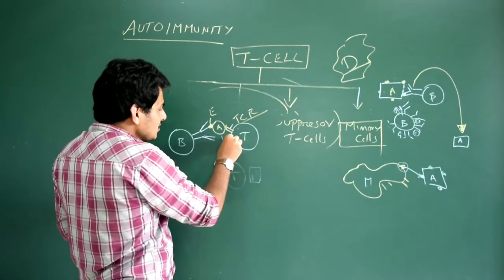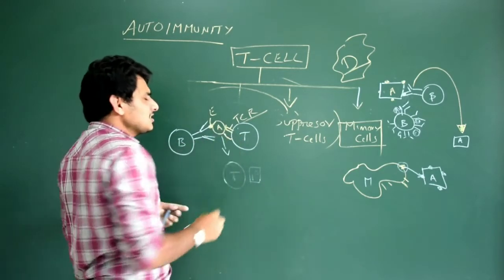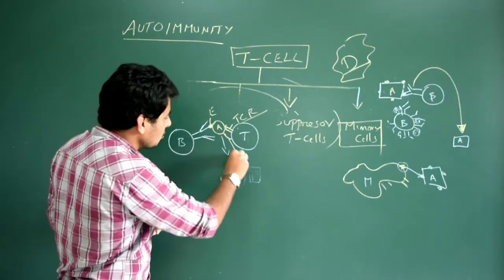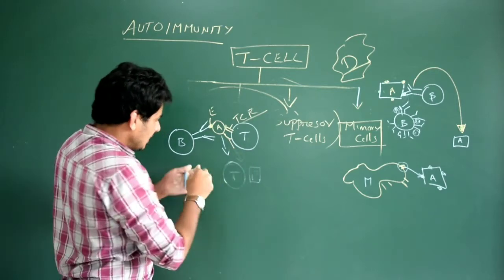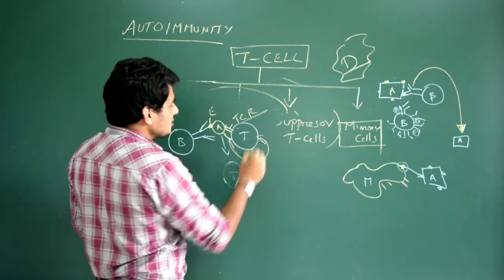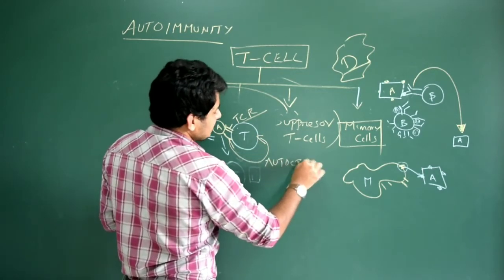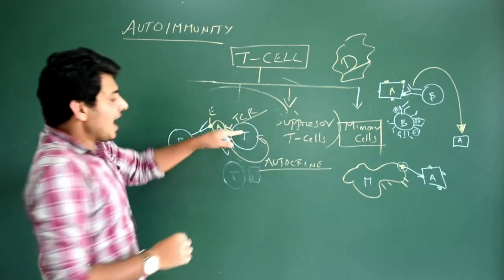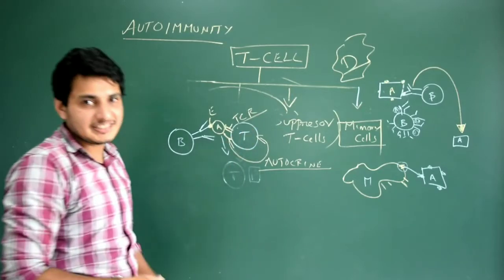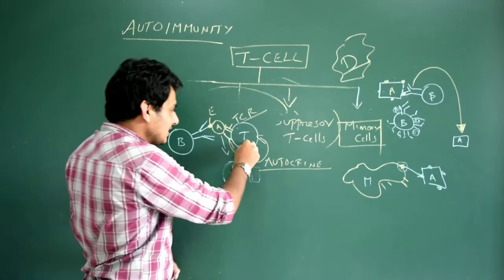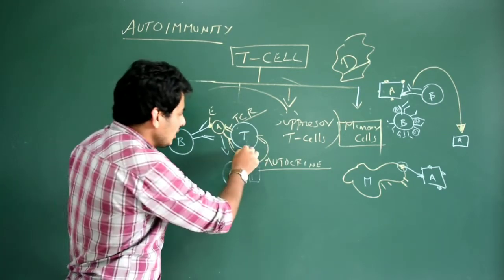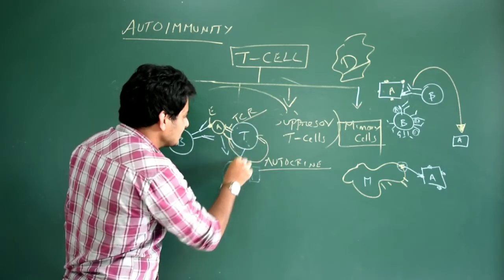The T cell now binds to this epitope using its TCR, and at the same time another receptor will bind to the antigen on another surface. It's a complex mechanism. When it binds, it activates a system called autocrine. Autocrine means activating the same cell by itself. This T cell is alone now and needs companions, so it releases chemicals like cytokines and interleukins.